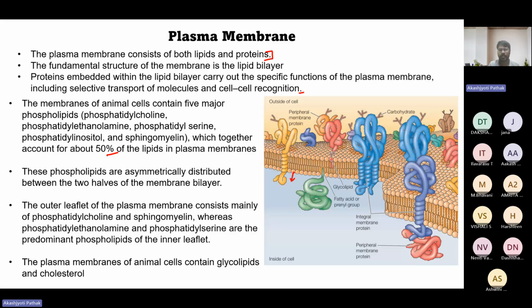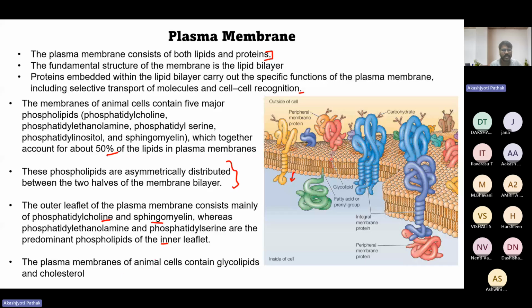Phosphatidylserine, phosphatidylethanolamine, and phosphatidylinositol are not uniform in the two leaflets; in the outer leaflet and the inner leaflet, they are different. The outer leaflet may have one type of phospholipid in higher percentage, while the inner leaflet may have a particular phospholipid component more. That is why it is called asymmetric distribution. The outer leaflet mainly consists of phosphatidylcholine and sphingomyelin, while phosphatidylethanolamine and phosphatidylserine are mainly present in the inner leaflet. Okay.